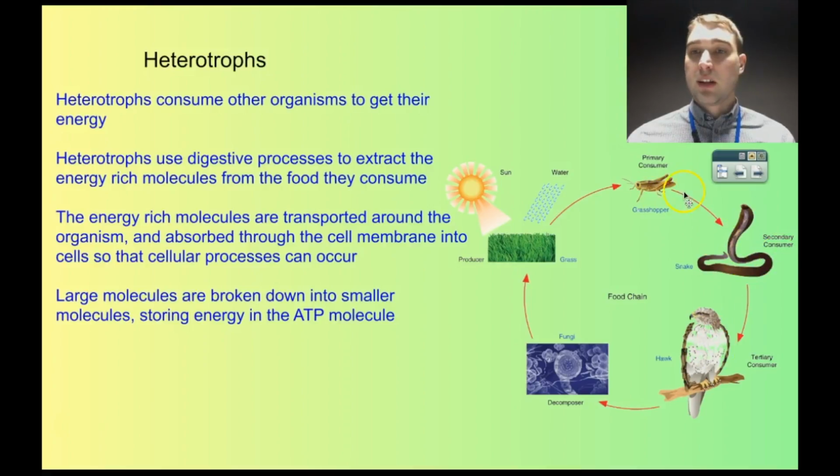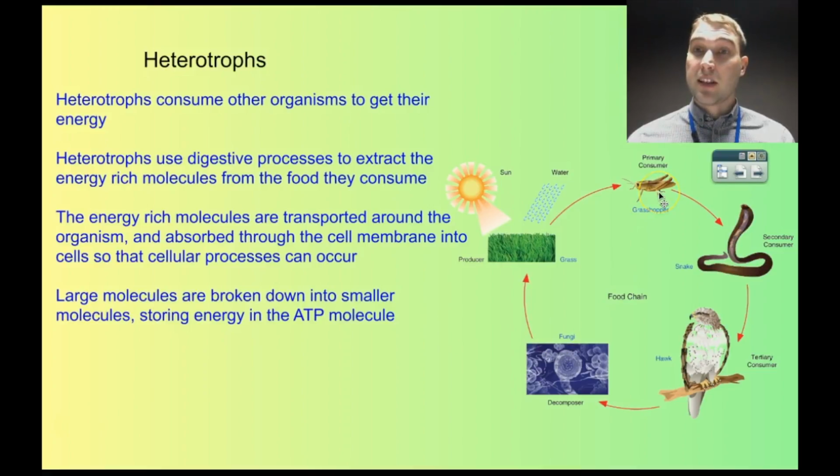These three animals have a digestive system that breaks down their food. If we look at the grasshopper, it breaks down the grass. If we look at the snake, it breaks down the grasshopper, and so on. They break down those organisms into smaller molecules, which are still quite large, that have a lot of energy in them, and then they can transport those around their body using a digestive system matched with a circulatory system.